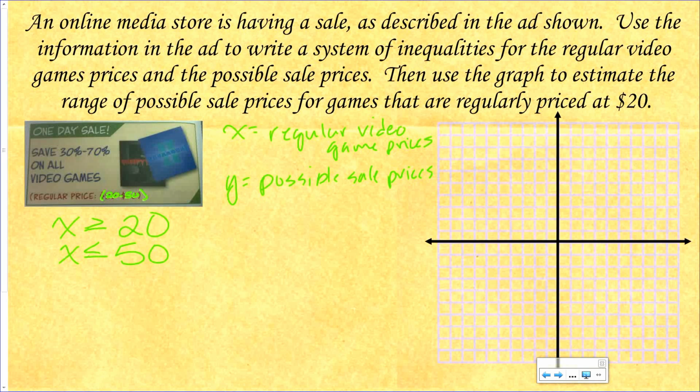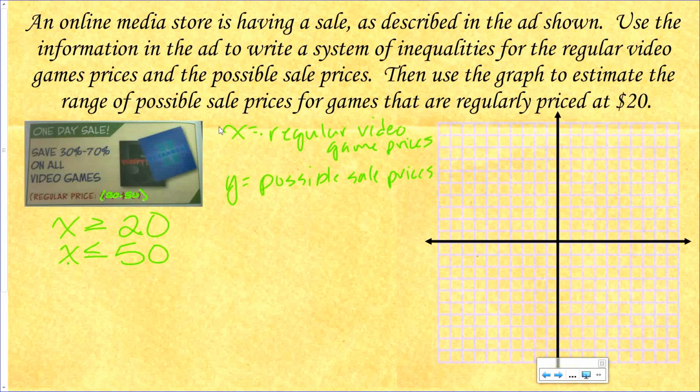So X is our regular video game prices, and it's between $20 to $50. So X can be greater than or equal to 20 and less than or equal to 50. It can be $20 or $50 or anything in between, right? Are you okay with that now? Okay. So now we need to find out what the possible sell prices are.